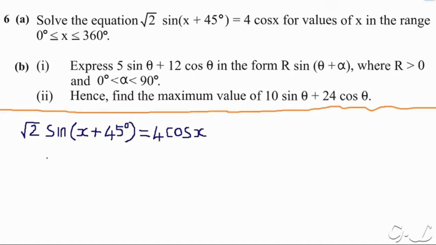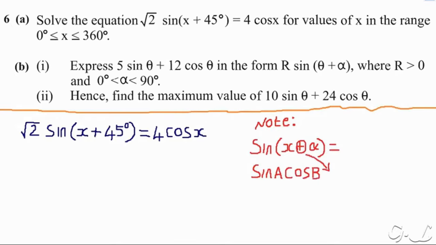and that equals 4 cos x. So we have to note that sine (x plus alpha) is equal to sine A cos B plus cos A sine B. Since we have a plus, we write that same sign there. If we had a minus, we would have written a minus there. So A is x and B is 45 degrees. That's what you should know.